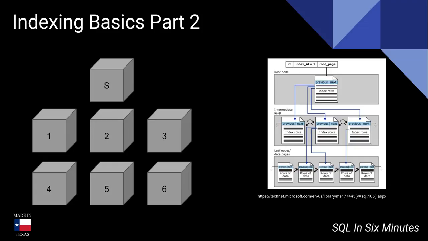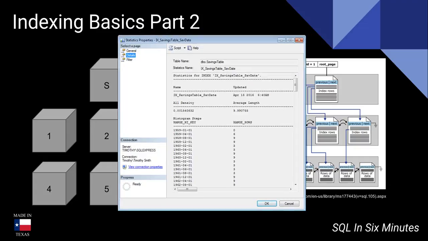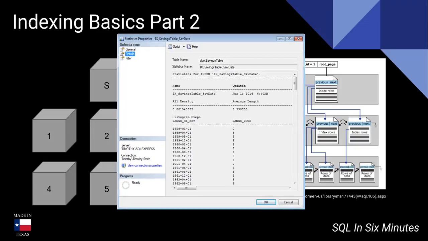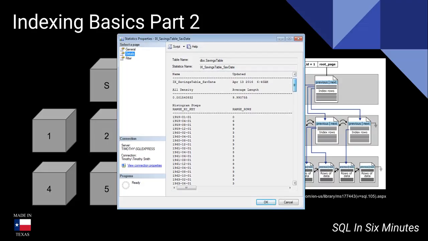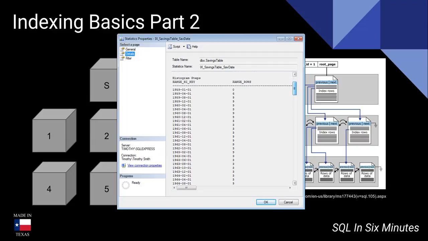So let's go back to SQL Server for a second, and let me pick on myself. This is the statistics property of a savings table, and this has savings dates. Here's a question that you can pause this short video and think about how you would answer. What would be a way of organizing this data? Let's look at these data for a second. We're looking at date ranges.